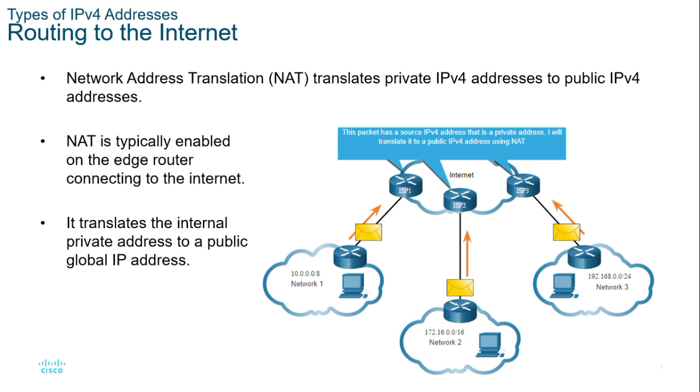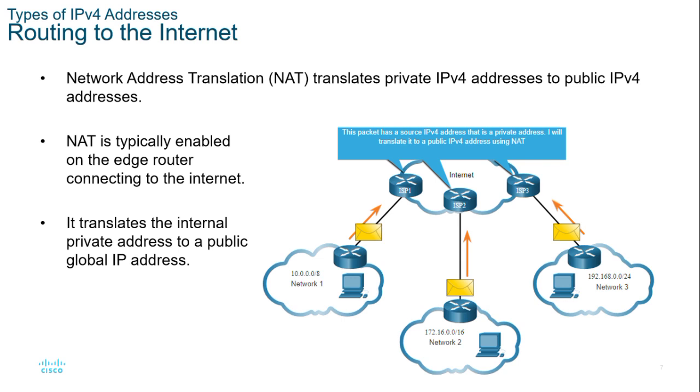Network Address Translation, or NAT, translates private IP version 4 addresses to public IP version 4 addresses. This is a service that is used in routers, and its purpose is to translate a set of IP addresses to another set of IP addresses. The reason for having NAT service is to help preserve the limited amount of IP version 4 public IP addresses that we have available around the world.